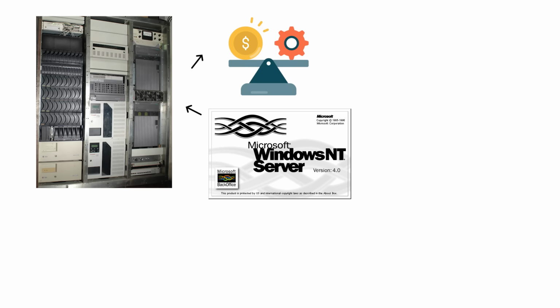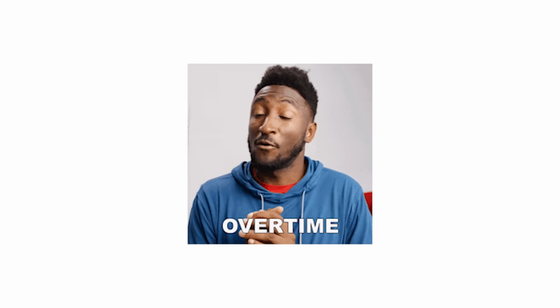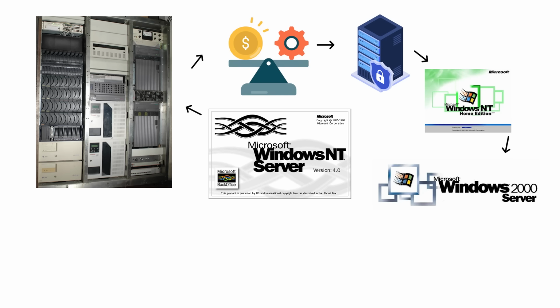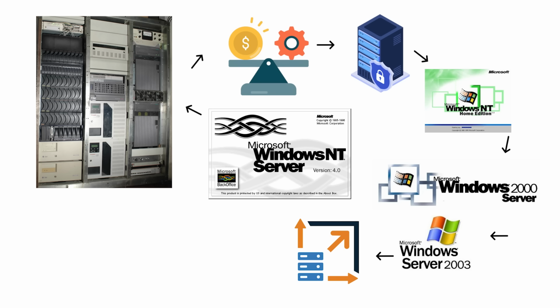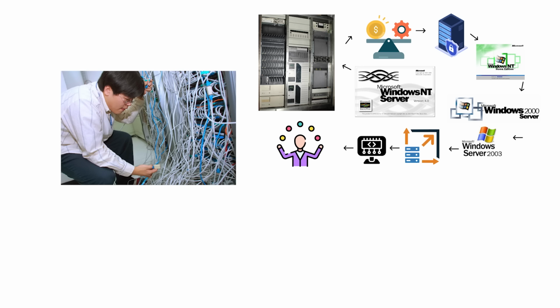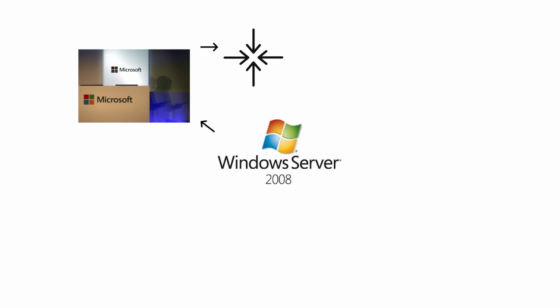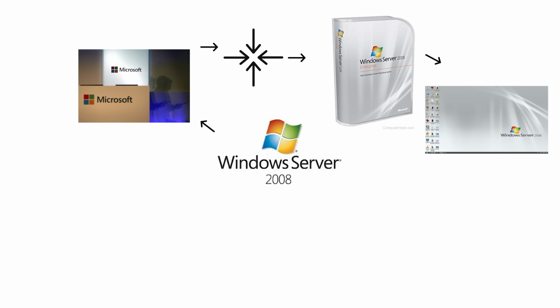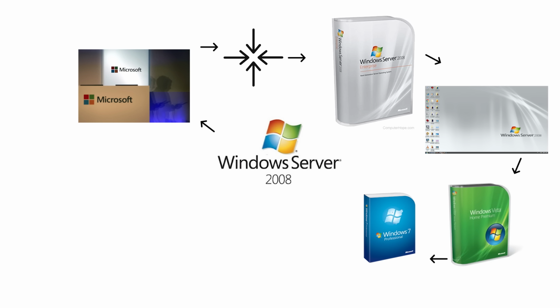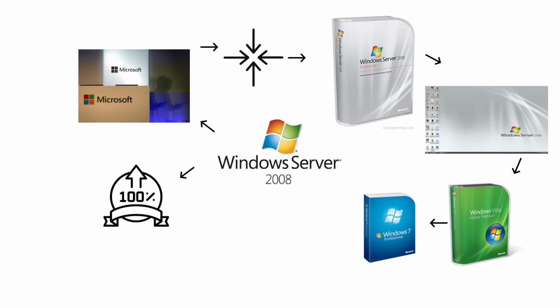NT Server gave businesses stability and security that the home versions sorely lacked. Over time, it evolved into Windows 2000 Server, then Windows Server 2003, each improving on scalability, memory handling, and the ability to juggle hundreds of users at once without imploding. By Windows Server 2008, Microsoft had fully aligned the interface and features with consumer Windows Vista and later Windows 7, but underneath it was a completely different animal, optimized for uptime and control.